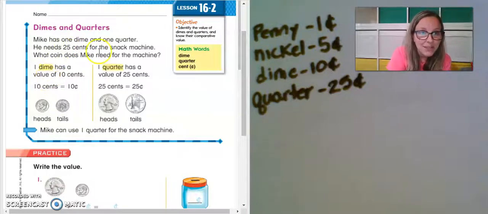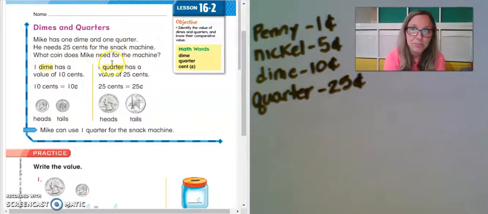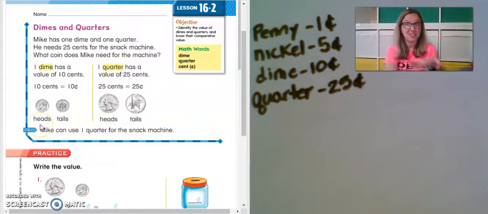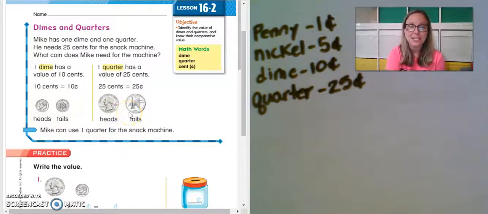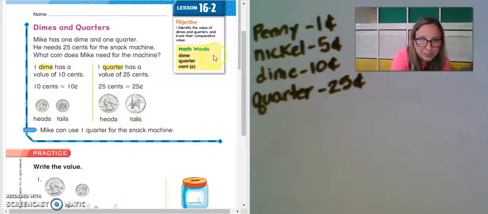Okay? So looking here, it says Mike has 1 dime and 1 quarter. He needs 25 cents for the snack machine. So what coin does he need? Well, a dime is only 10, so that's not enough. So he needs the quarter, which is 25 cents. Okay?